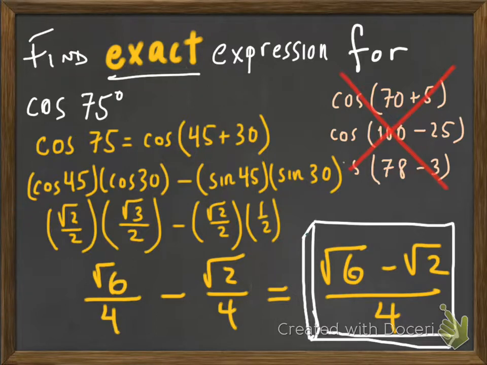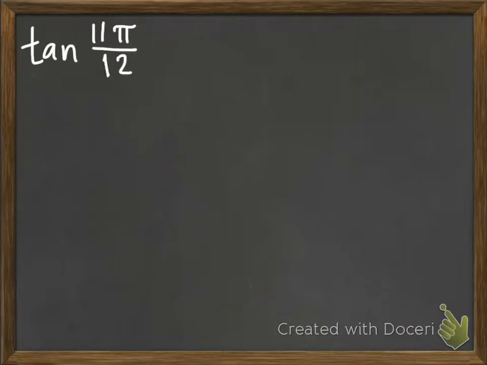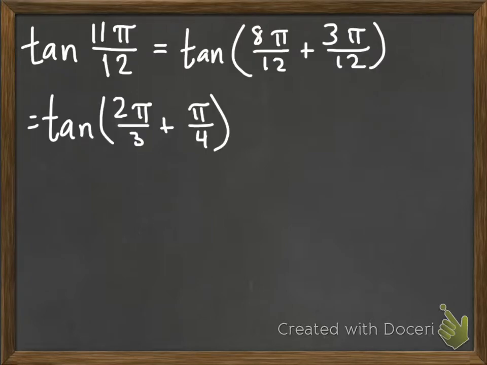Let's try another one that's maybe a little bit harder, using a radian angle this time, 11 pi over 12. Well, if you think about this for a second, you can come up with two numbers that add up to 11 pi over 12. And kind of an easy way to do it is to think about denominator 12 there. You could think 11 pi over 12 is the same thing as 8 pi over 12 plus 3 pi over 12. And 8 pi over 12 is 2 pi thirds. 3 pi over 12 is pi over 4. So you can write 11 pi over 12 as 2 pi thirds plus pi over 4.